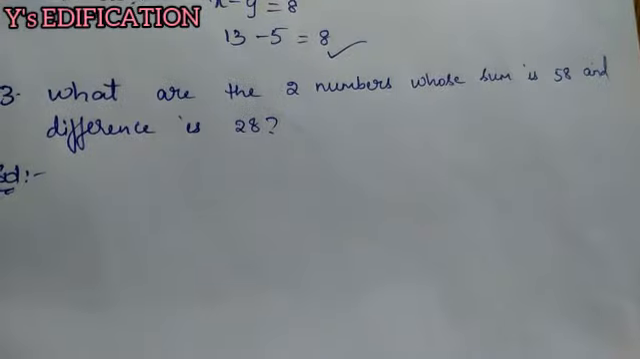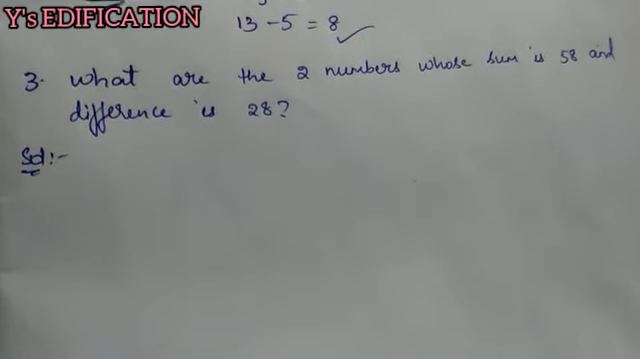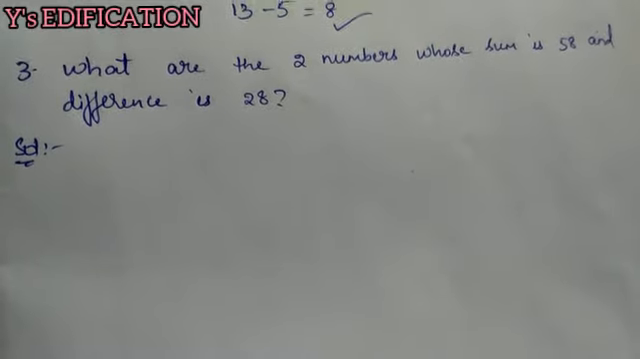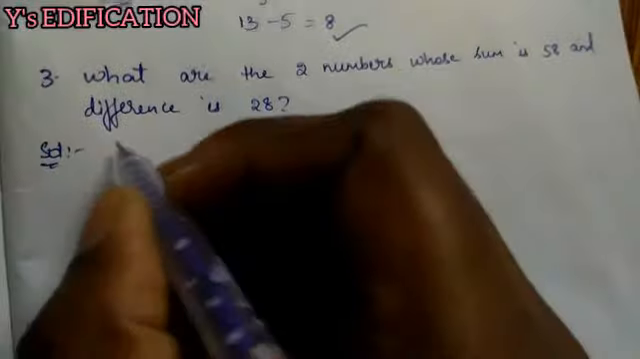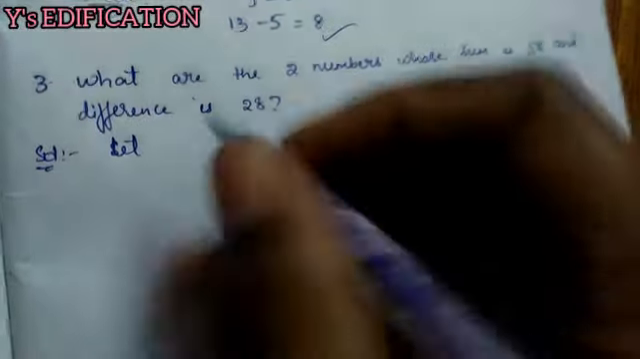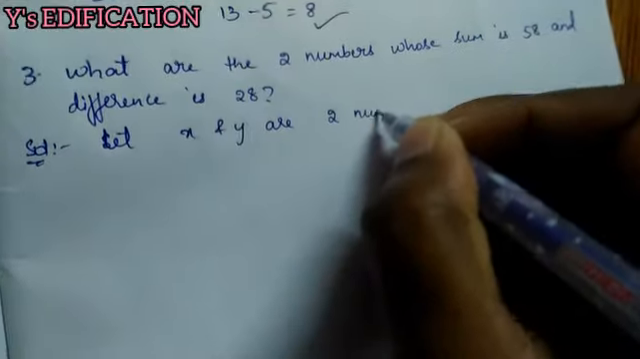Okay, next question. What are the two numbers whose sum is 58 and difference is 28? Here also they gave the final result. They gave the sum and they gave the difference, but they didn't give what those numbers are, and we have to find those numbers. So we don't know those numbers. So what do we have to do? We have to assume two numbers. Let x and y be the two numbers.